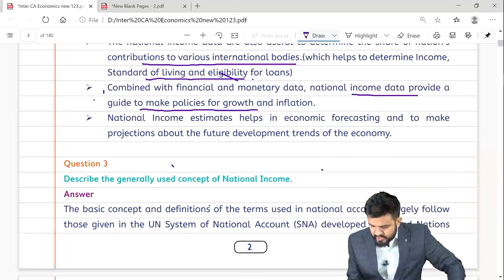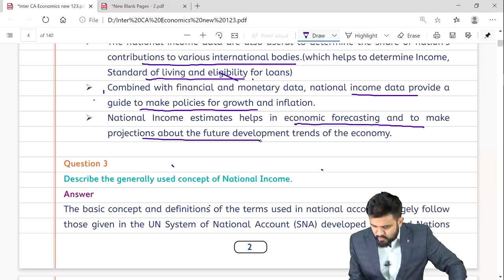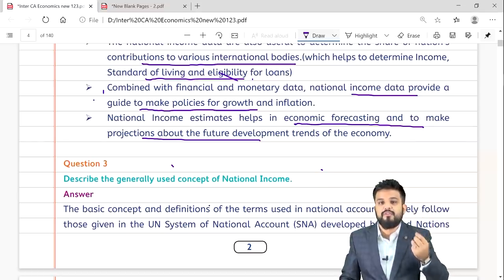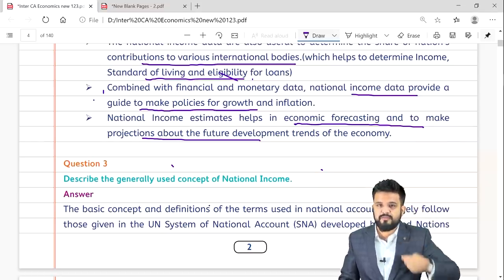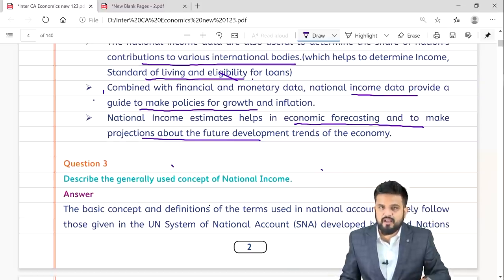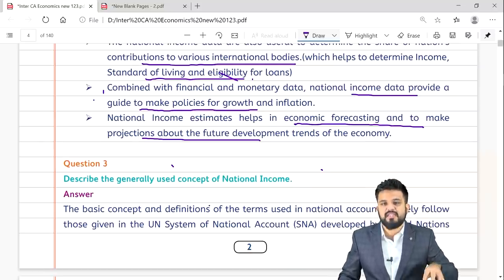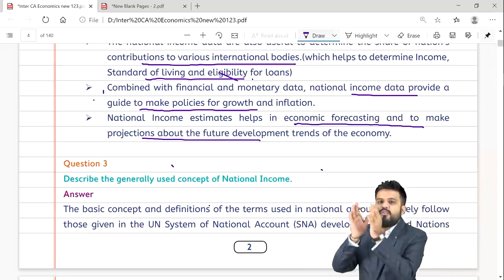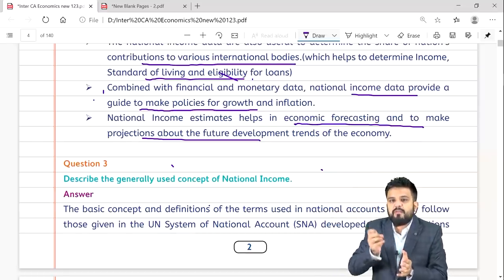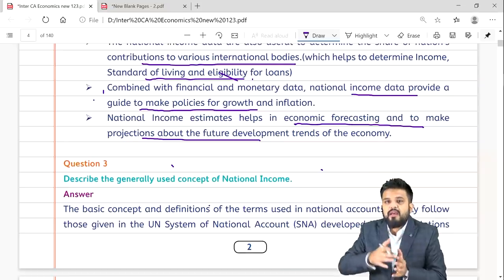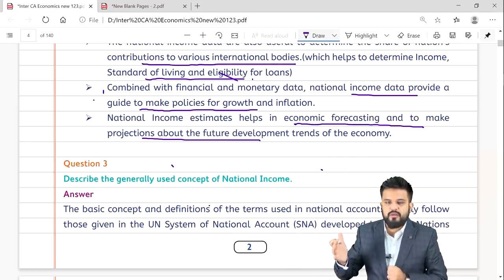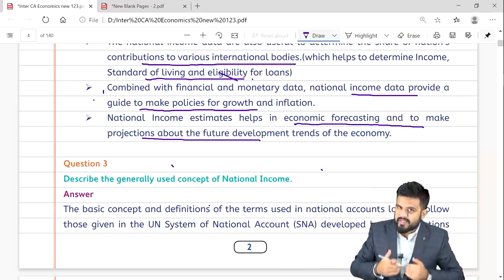And last, national income estimate helps in economic forecasting and to make projections about future development trends. Like government, can I say government will always take care of present and will plan for future? Can I say future is electric? Future will be completely technology driven. So today, government, companies, institutes, organizations, large corporations, they all are planning for future. So today, if economy is growing by 2% or 3% or maybe 5%, in coming few years, our growth should be exponential. Our growth should be very large. So that planning is done from today itself.